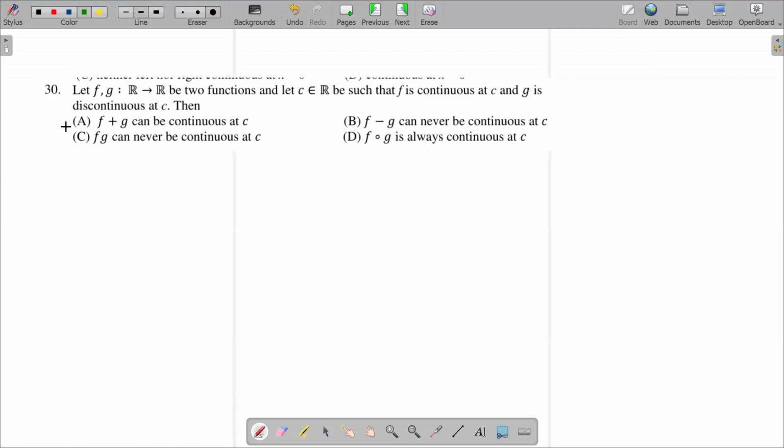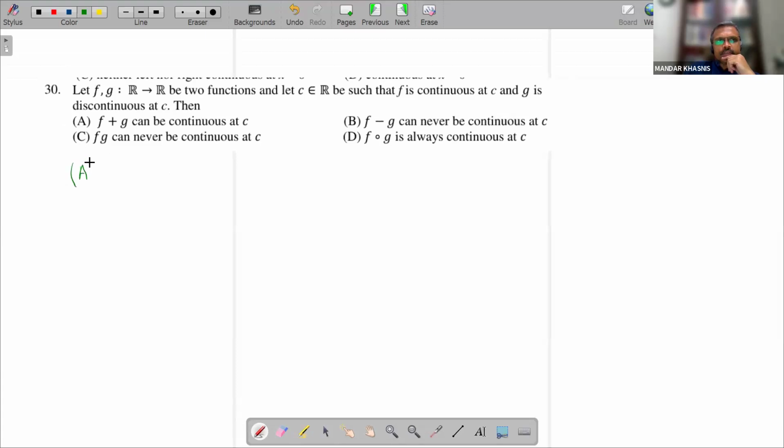A. F plus G can be continuous is one answer. Any other answer? B. Shruti is saying B with a question mark. Okay, fine. I think there is some time limit, so I'll just take 2 minutes more.